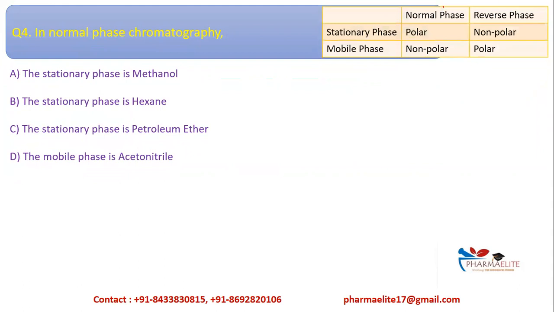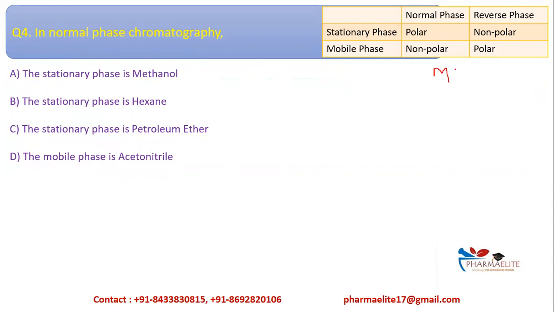So there is a simple table which we need to remember. In normal phase chromatography, the stationary phase is polar, the mobile phase is non-polar. In reverse phase chromatography, it is exactly the opposite. The stationary phase is non-polar and the mobile phase is polar.